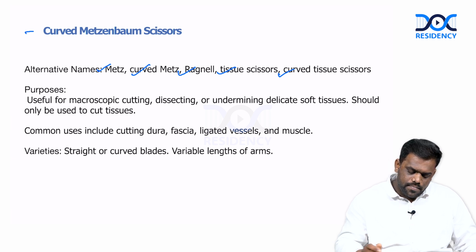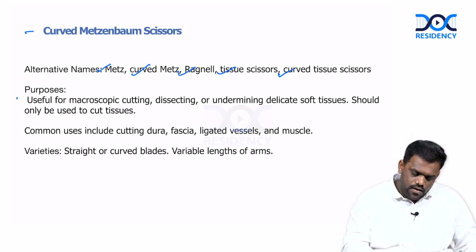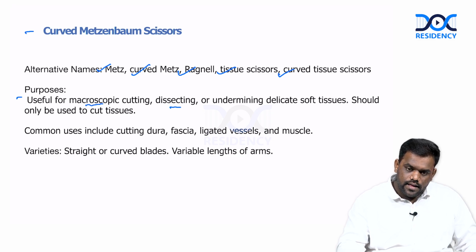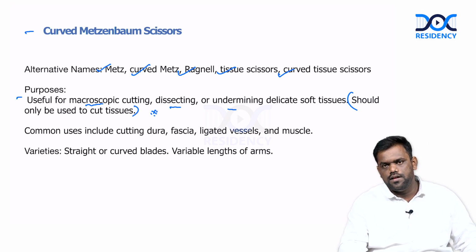The purpose of this scissor is for first macroscopic cutting, dissecting, and undermining delicate soft tissues. It should only be used to cut tissues. It's very important: we should not use this to cut hard substances like sutures or drain tubes.